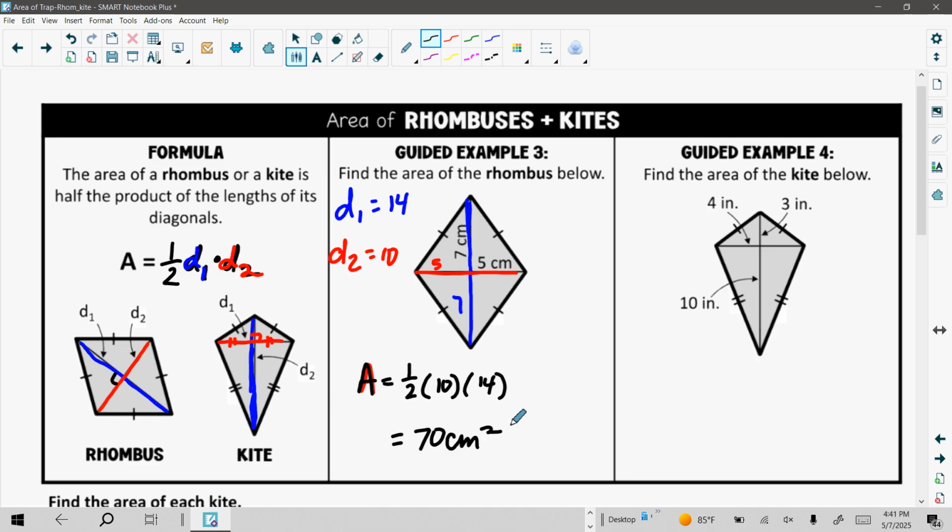Now on example 4, they're pointing out this is a kite. So remember, the kite long diagonal doesn't get bisected. So this 3 is only this little piece here. And then this 10 is this piece. So the total diagonal 1 is 13. All right, let me make that better.